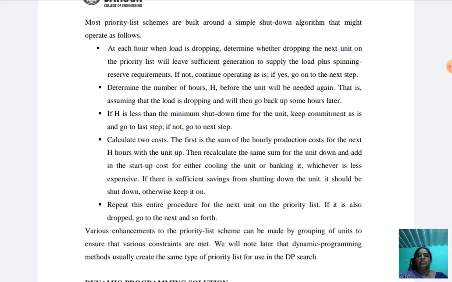Then the last one: the same entire procedure you have to follow. You can repeat it for the next unit on the priority list. If it is also dropped, go to the next, and so on. So this is the priority list method.